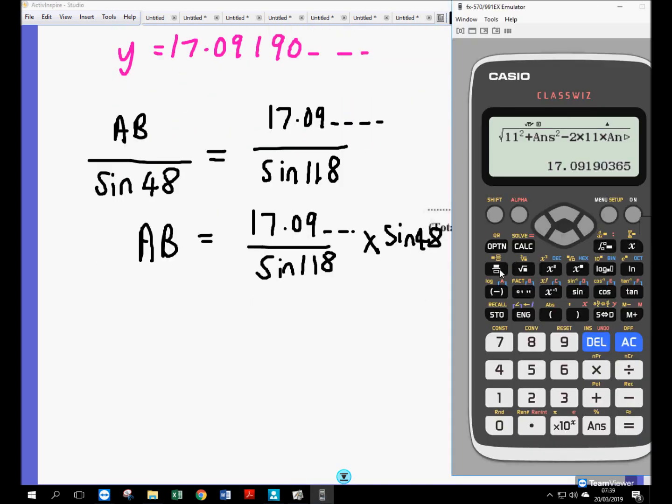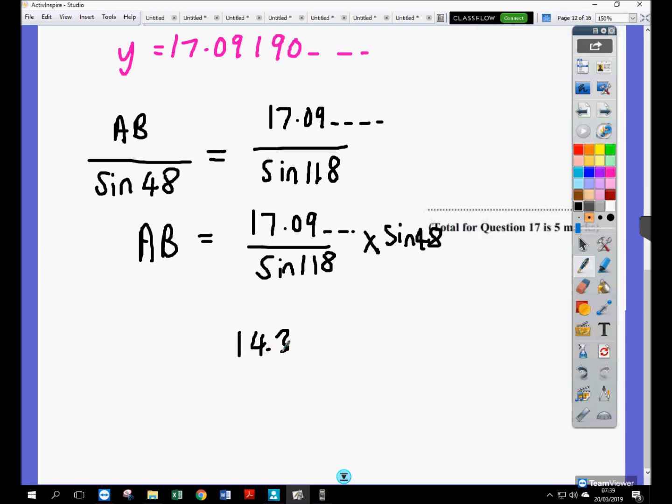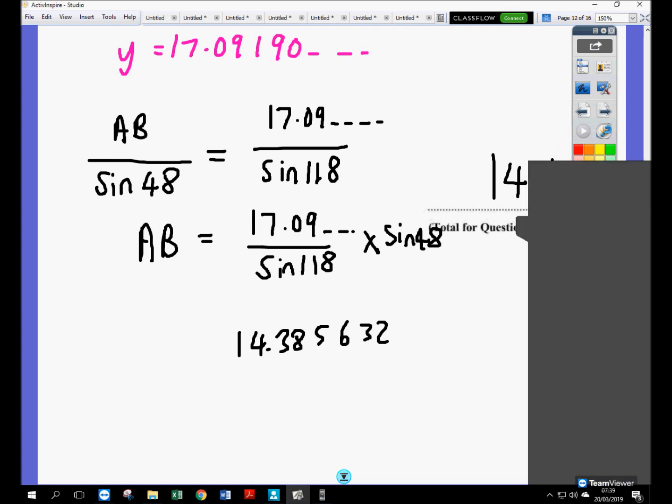So, because my 17.09 is the answer, sine 118, and then multiplied by sine 48, close brackets, and that gives us the final answer, which we copy down to the full display, 14.38533632, etc. Okay, and then it says round it to one decimal place, so it's 14.4. 14.4 is the final answer to the question.